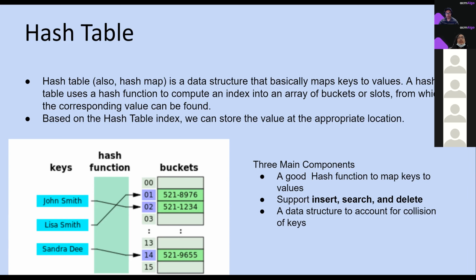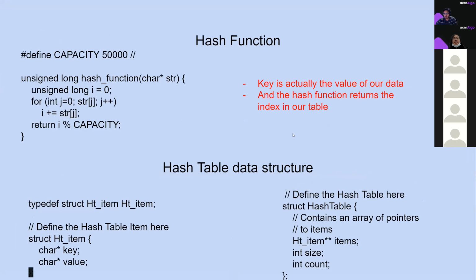The first one is John Smith. Can someone let me know for the John Smith key, which location it points to on the image? 2, right? Yep. What about Lisa Smith? Go to 1. Oh, 2. Correct. And Sandra D. 14. 14, nice. I think yeah, I got it. Okay. Let's go to the second slide.